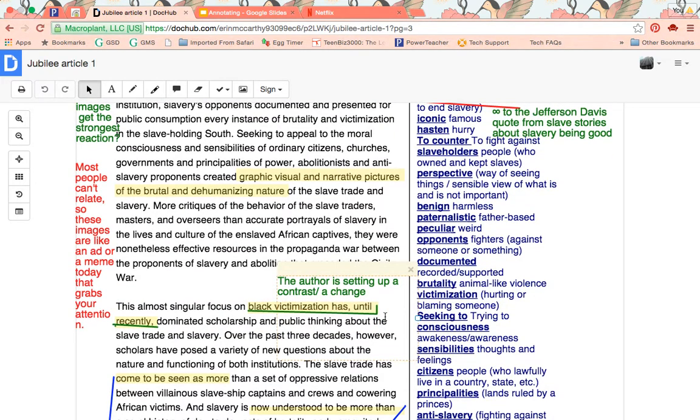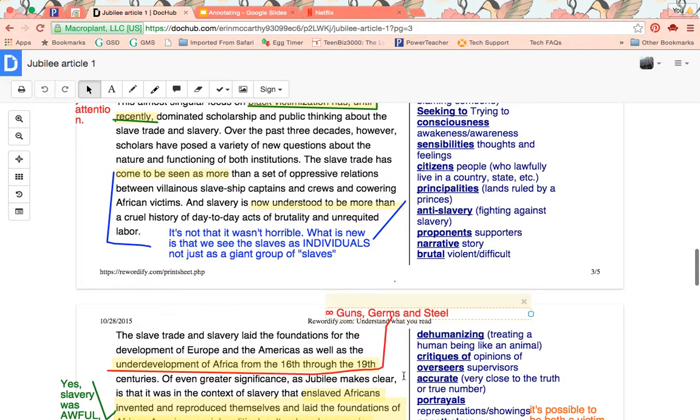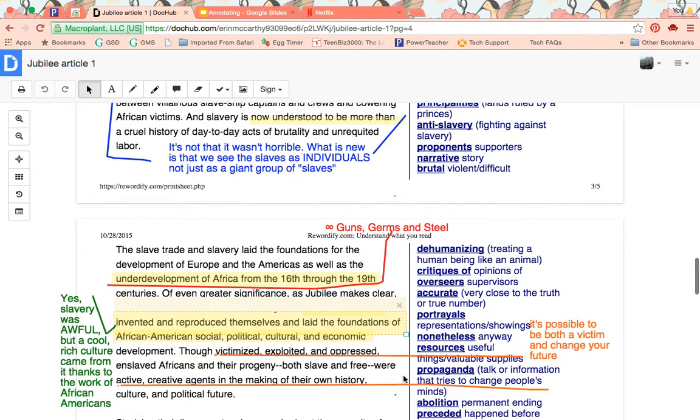As you can tell in this next paragraph, sometimes it's good to notice what the author's doing. It says, Black victimization has until recently, so they're telling you, hey, something's changed. It comes to be seen as more, now understood to be more. That means, okay, it's not that it wasn't horrible, that's true, but what is new? And what they're getting across to you in this introduction is that these are individuals, they're not just people known as slaves. Every single person was an individual and had all of the true emotions that an individual has.